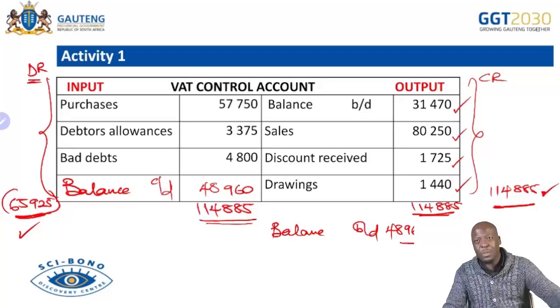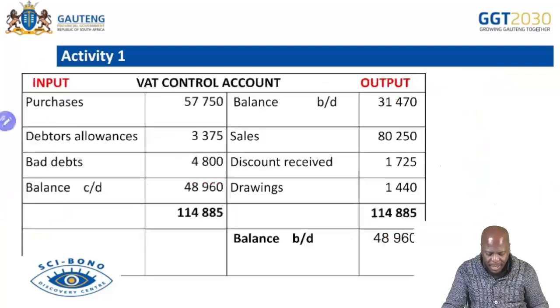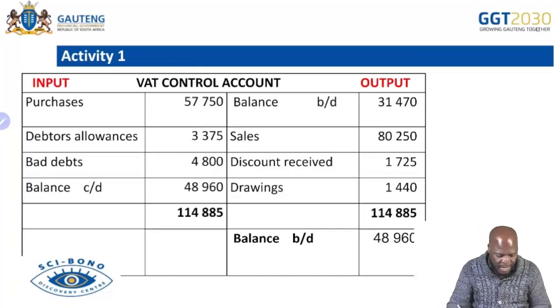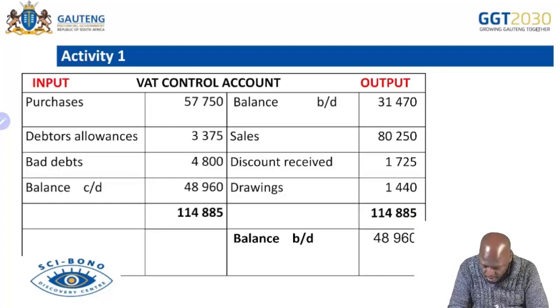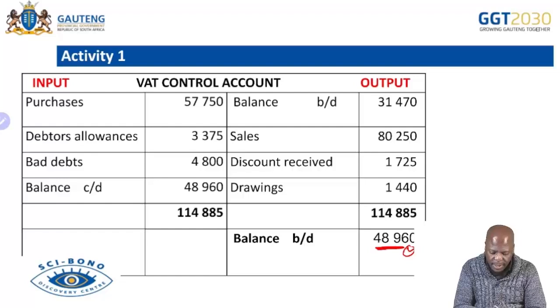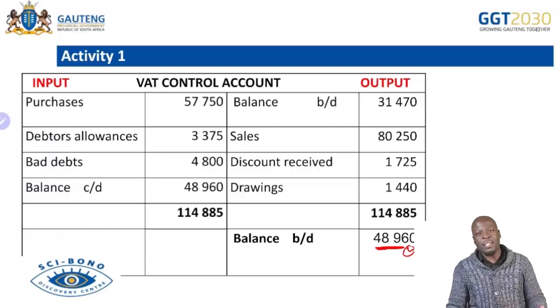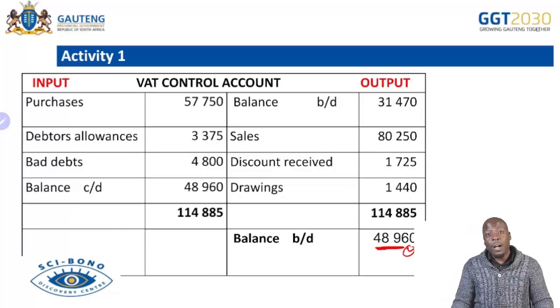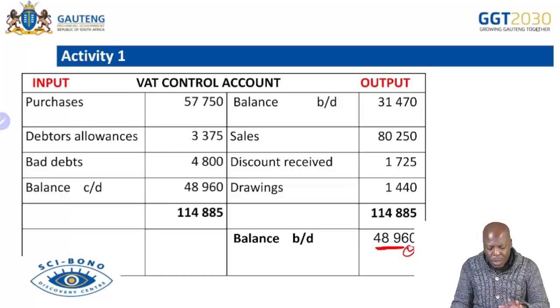Let's see how this would appear if it is neatly written. There it is. 48,960 there. Now, it is important, dear learners, that you understand how to do this question, because you can quickly get some beautiful marks out of your VAT questions.